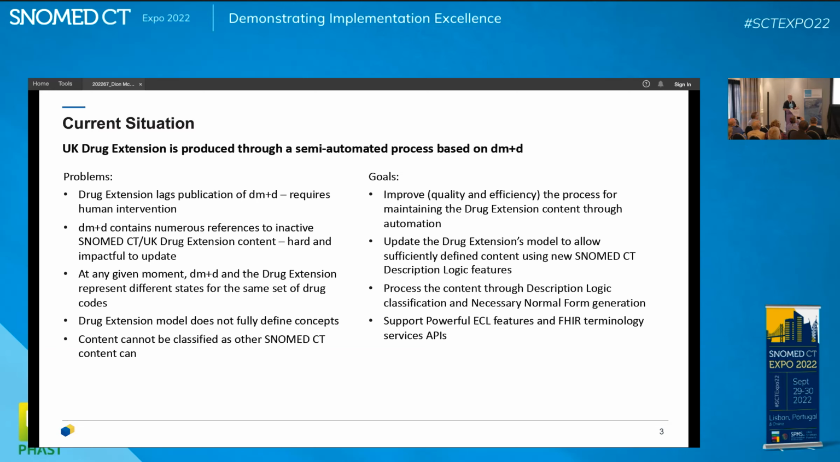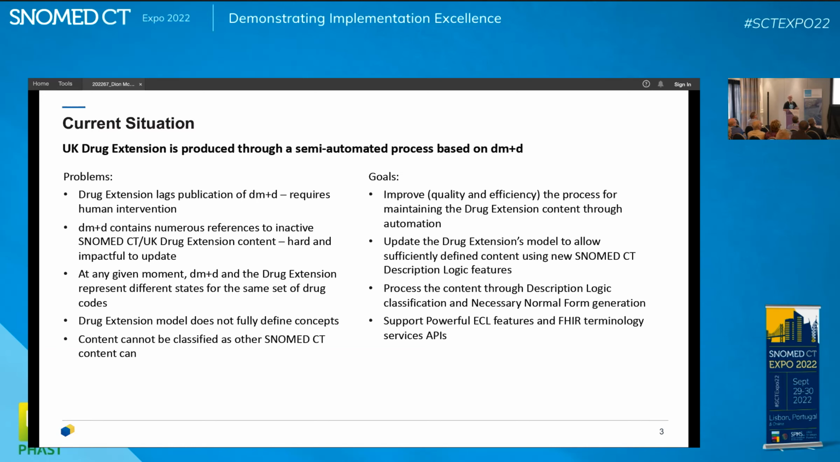And there's also a number of references that dm+d makes to inactive content, and I can explain later why. And that means that there are these different states being represented by dm+d and the UK drug extension at any given point in time. And that's obviously not ideal and creates implementation issues. And obviously also the drug extension is not fully defined at the moment. It's just a primitive hierarchy.